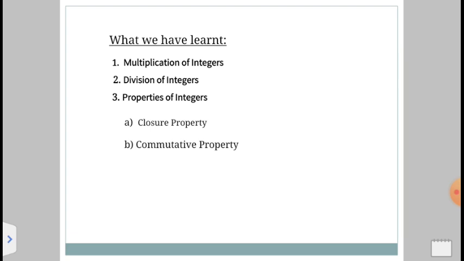Yes, children, in today's session, we have learnt multiplication of integers, division of integers, and properties of integers. You have learnt closure property and commutative property. Let us learn associative property and distributive property in our next session. Go through this video once again and be prepared.